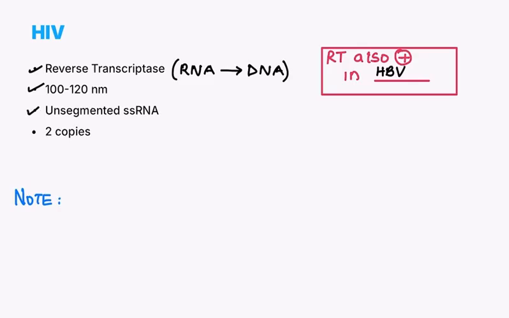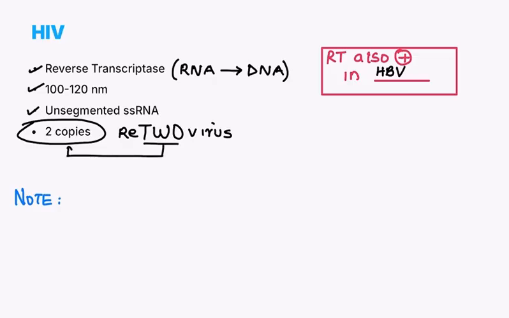RNA viruses, it is going to be unsegmented. But what makes it distinct is that usually the RNA viruses have one copy of RNA, but this is the only RNA virus family which has two copies. In fact, I always told you that today onwards you would never write it as retrovirus but ret2 virus, which would remind you that it has two copies of RNA in it.